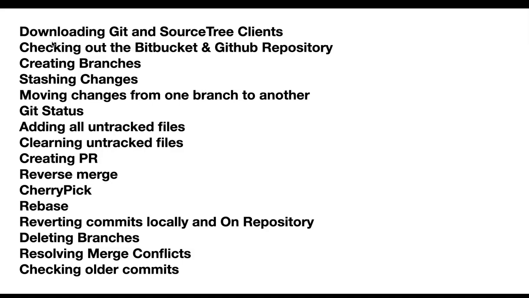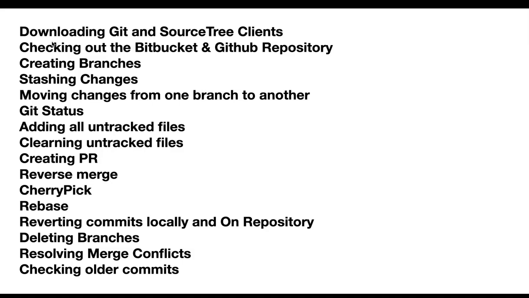Downloading Git and source tree clients. Once you enter a company as a newcomer, they will simply give you a URL and say, dear developer, this is where our source code is available, try to download that and start working. They also give you access to Bitbucket. You need to take that URL and download either the Git client or the source tree client. Even by using the terminal, we can do it with the command prompt. Generally, Git client and source tree are GUI based.